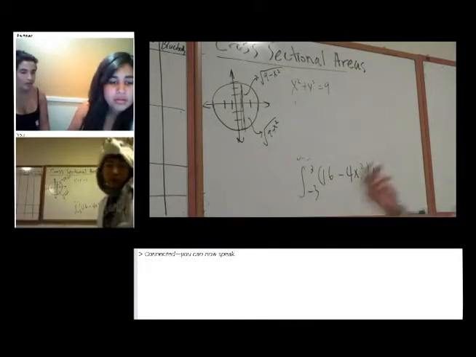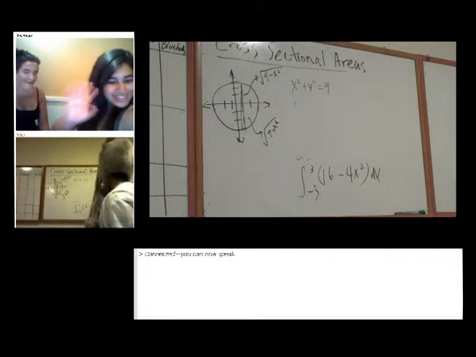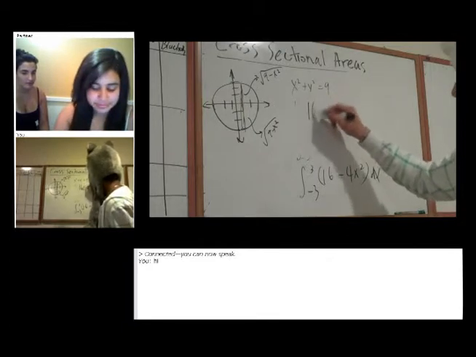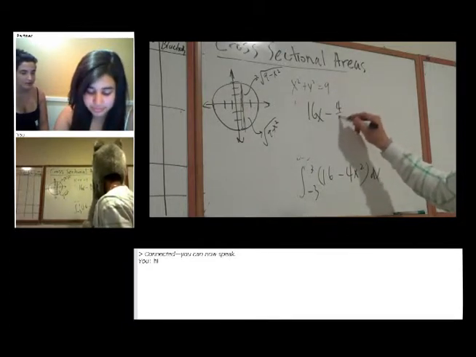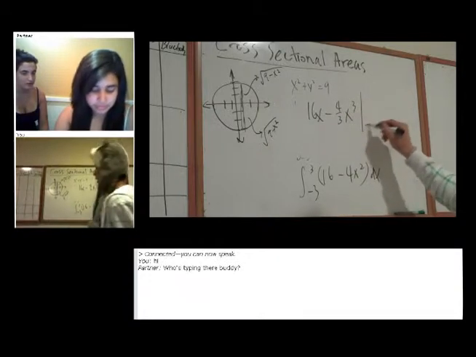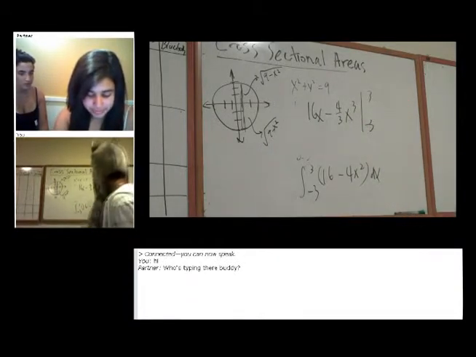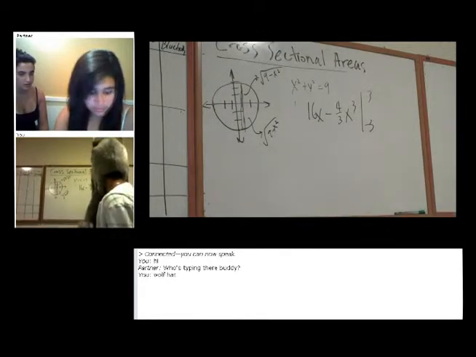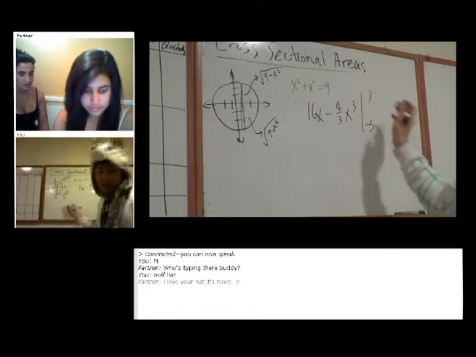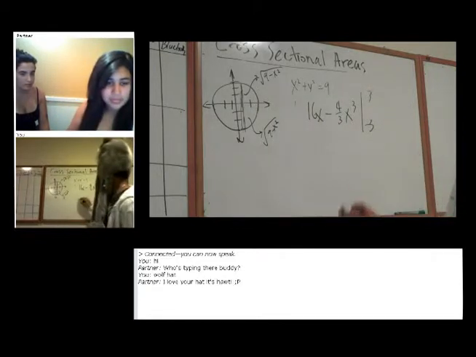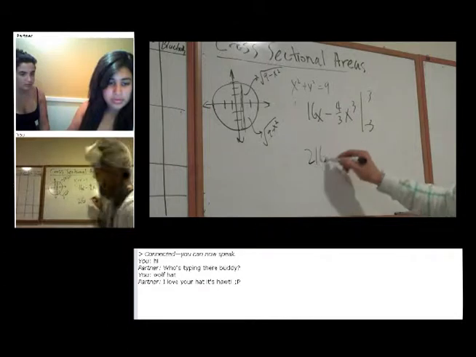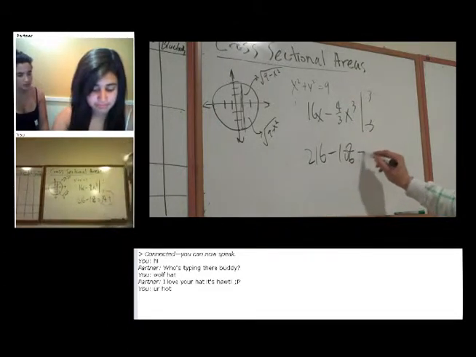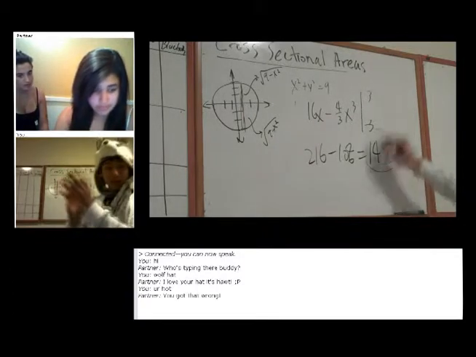Now let's solve this. What's the antiderivative of 36 minus 4x squared? So the antiderivative is going to be 36x minus 4 over 3 x cubed, from -3 to 3. Now, I know you guys are bright young students, so we're going to skip over how to do this section, because I know you all know it, and skip over to the numerical values. It's going to be 216 minus 72, and that's going to be 144, and that's our answer right there.